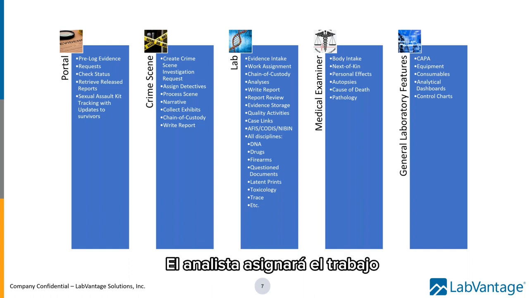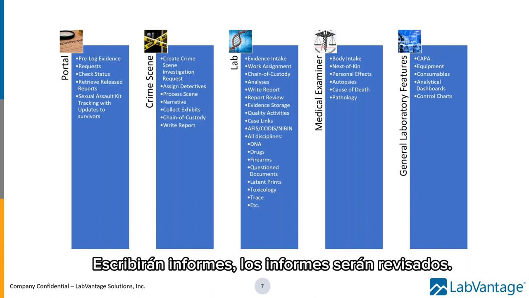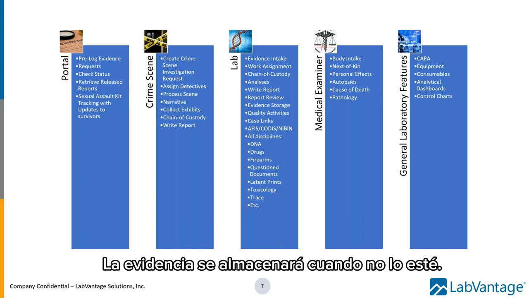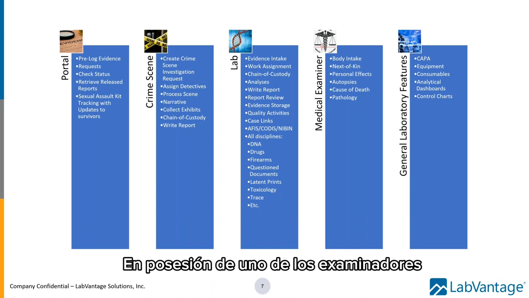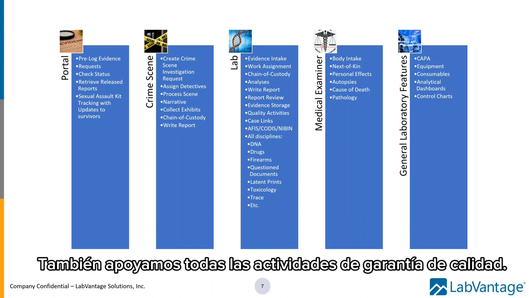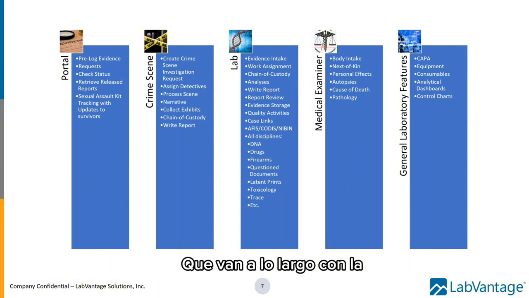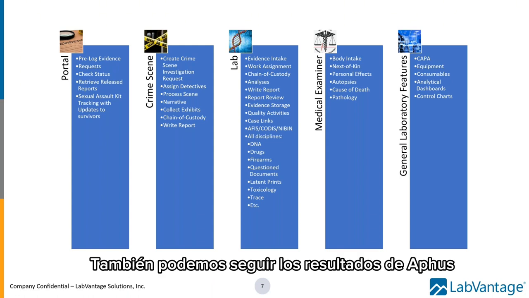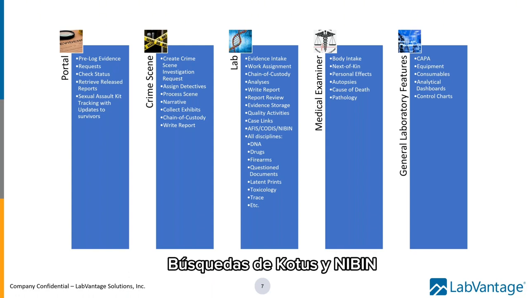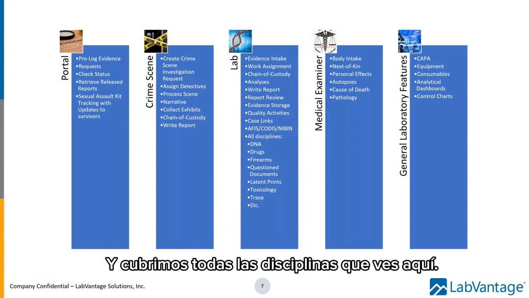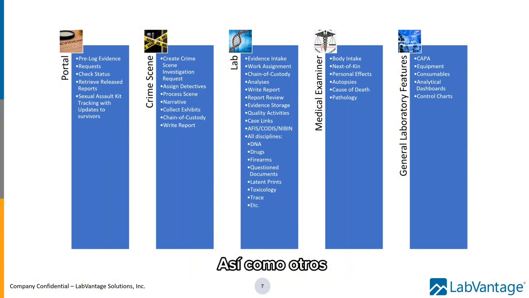The analysts will do chain of custody transactions. The analysts will assign the work. They will write reports. The reports will be reviewed. Evidence will be stored when it's not in the possession of one of the examiners. We also support all of the quality assurance activities that go along with the testing of the evidence. We can link cases one to another. We also can track the results of AFIS, CODIS, and NIBIN searches. And we do cover all disciplines that you see here, as well as others.